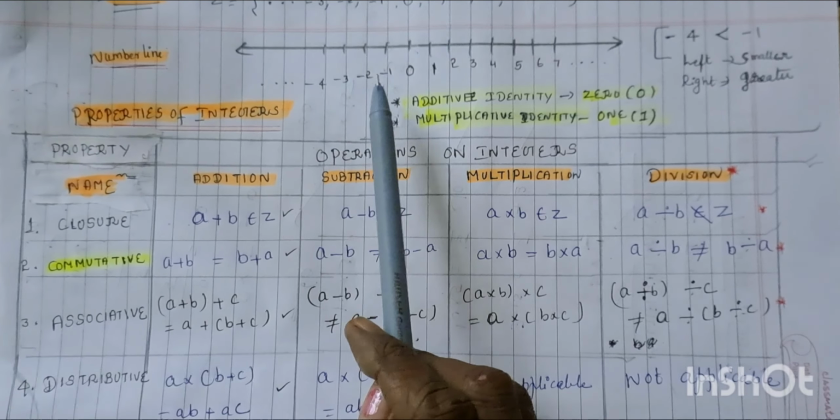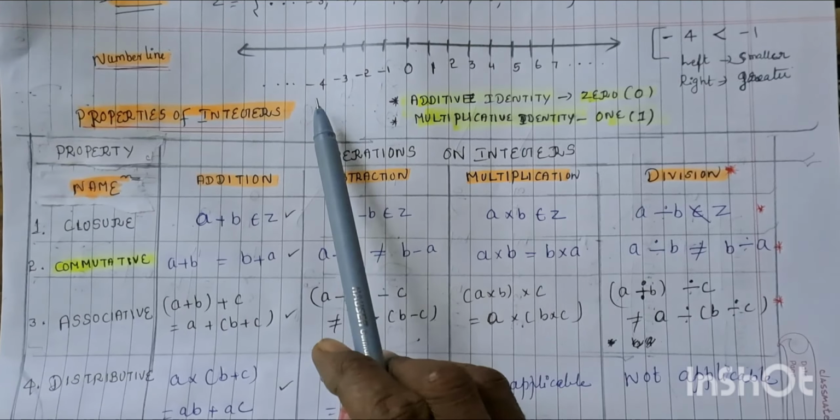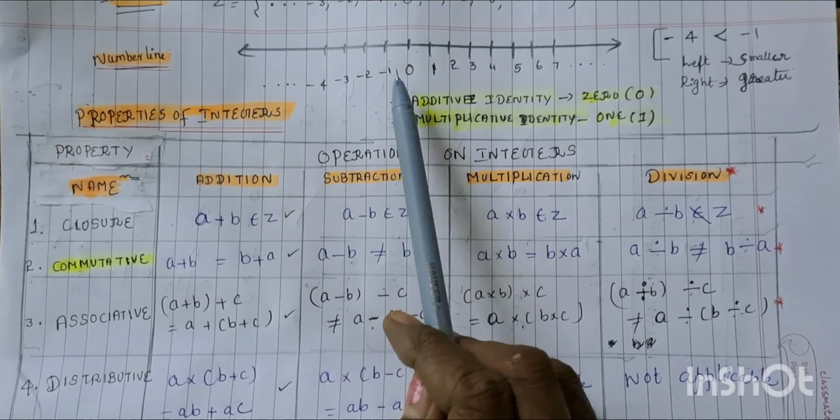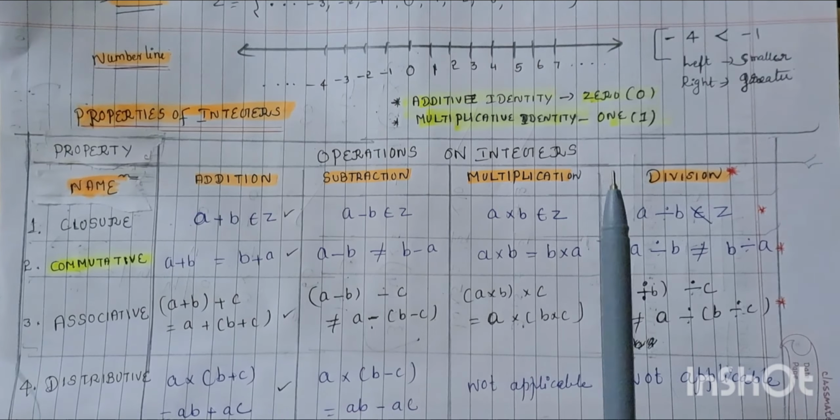-3 and -1. So -1 is greater than -3. 0 and -4, if you compare, 0 is to the right of -4. So 0 is greater than -4.